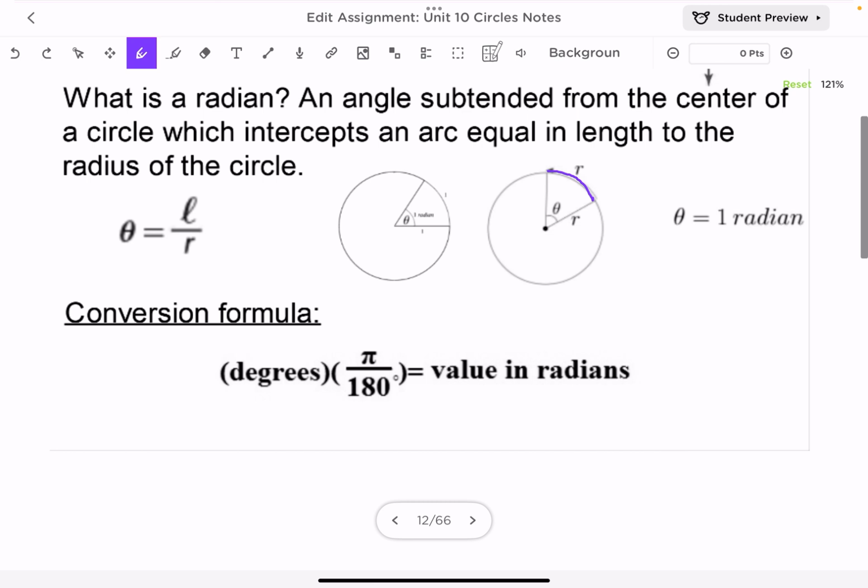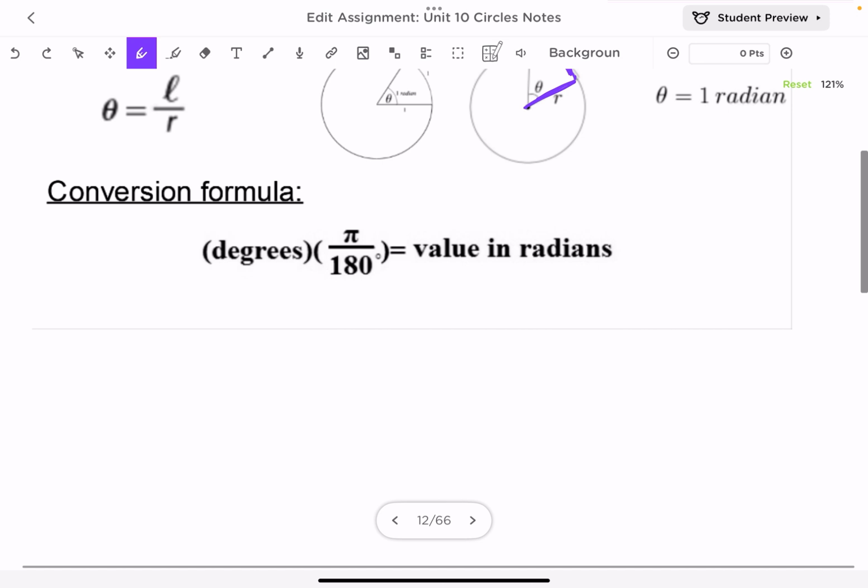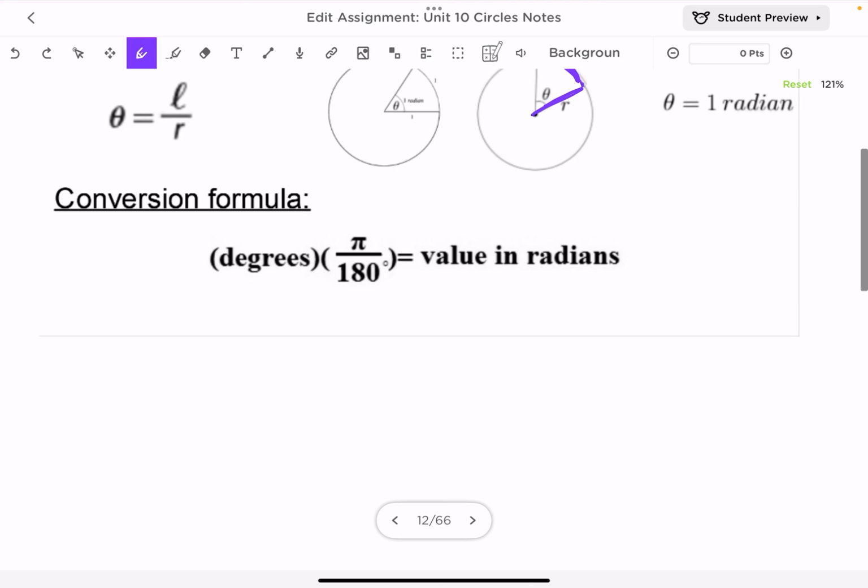So this says, what is a radian? It is an angle subtended from the center of a circle which intercepts an arc equal in length to the radius of the circle. So you can see the radius is going to be equal to that piece, and that is 1 radian. Again, don't worry too much about it. But here is our conversion formula. We're going to have degrees, D, times pi over 180, and that is going to get us our radians. You're not going to get a chart for this.